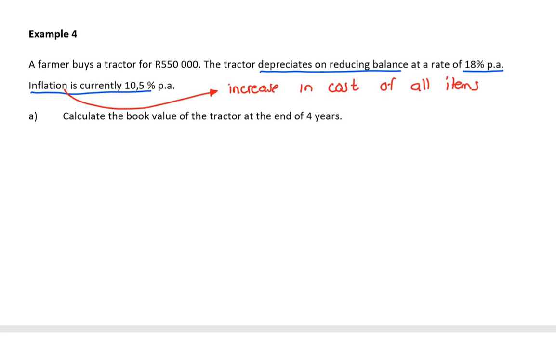Now at the moment, people always say that they experience inflation at a higher rate than what it is. I think at the moment it's around 4.5%. We aim in this country to keep our inflation below 6%.